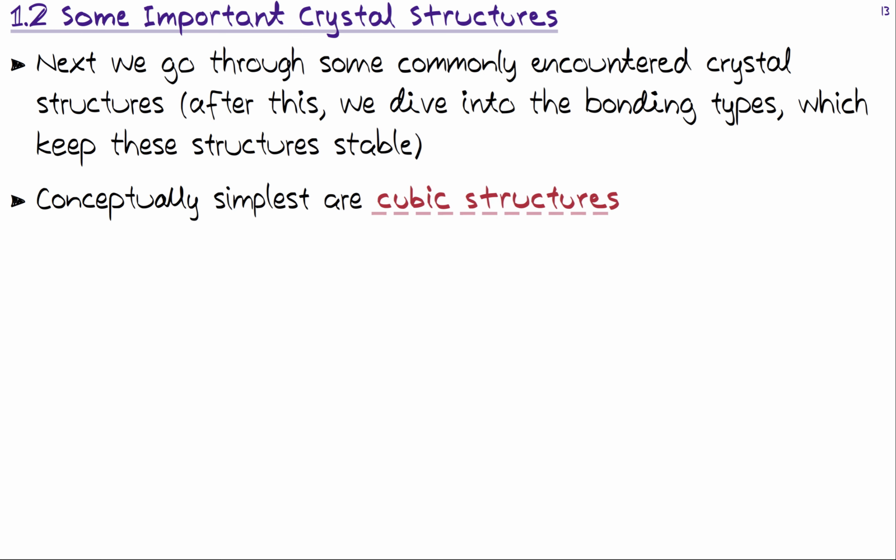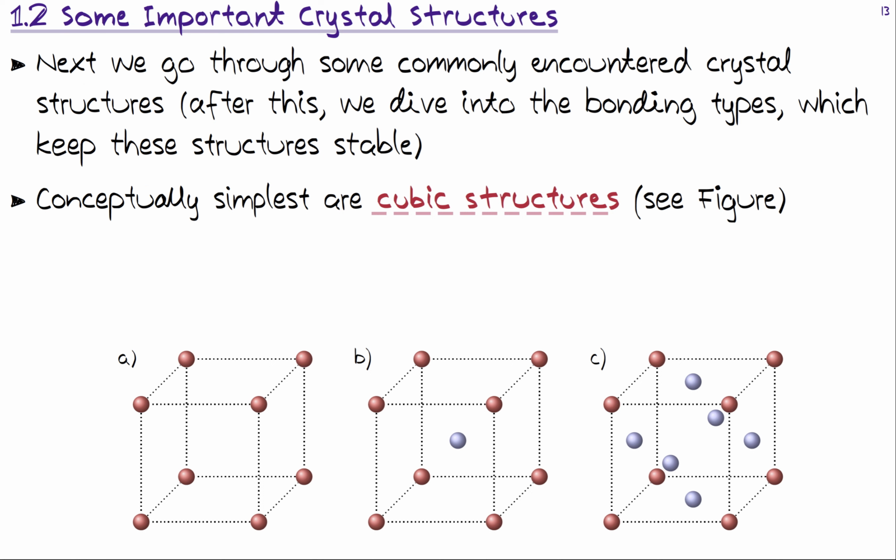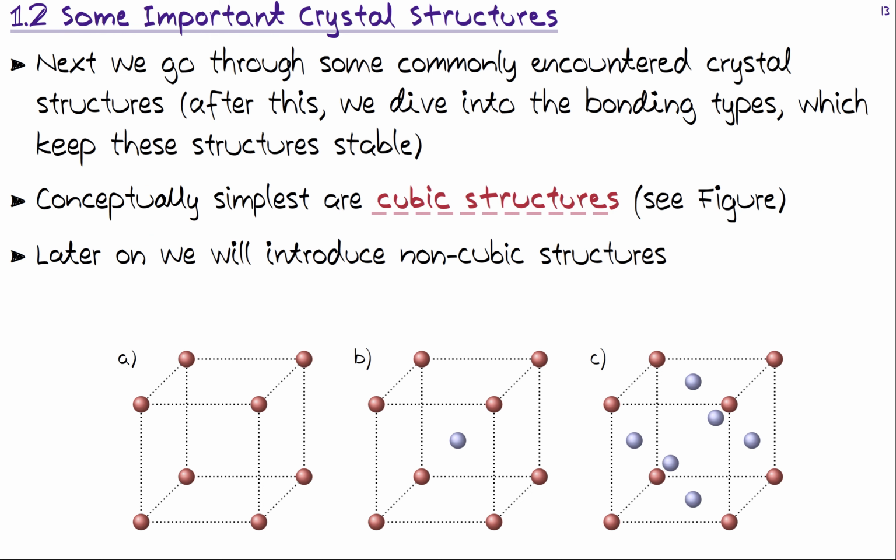And like I mentioned, conceptually, these cubic structures are the simplest that we can imagine. And in the figure, we are describing the structures that we will be covering next. Later, we will go into these non-cubic structures, the simplest of those being the hexagonal closest packing type. So in A, we have a simple cubic. We only have lattice points at the corners of the cube. In B, we have a body-centered cubic.